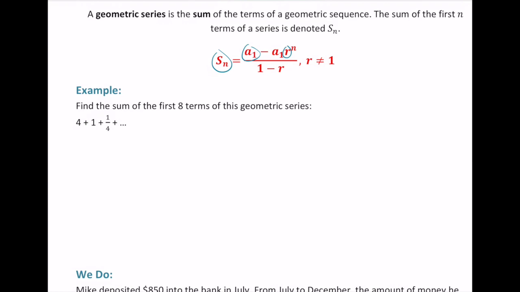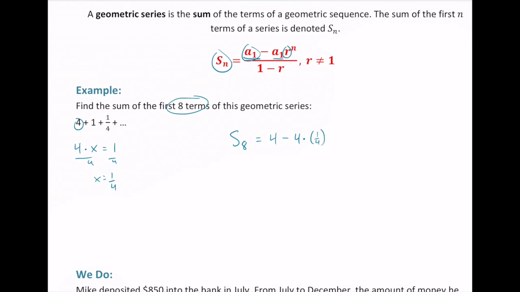Okay, we want to find the sum of the first 8 terms. So right away, that tells me we're looking for S sub 8. A1, that is our first term. We see that it's 4. And then we do our first term minus our first term again, but this time multiplied by the common ratio. So our common ratio, 4 times some number equals 1. So our common ratio is 1/4. 4 times 1/4 is 1. 1 times 1/4 is 1/4, and so on.